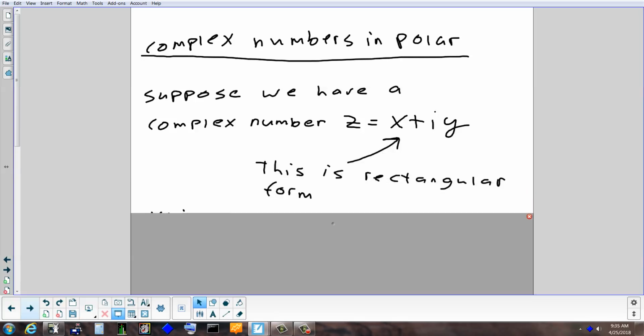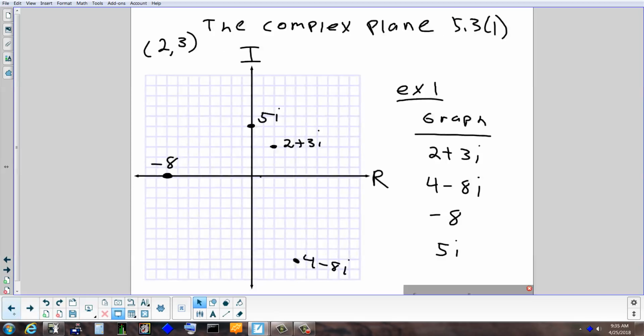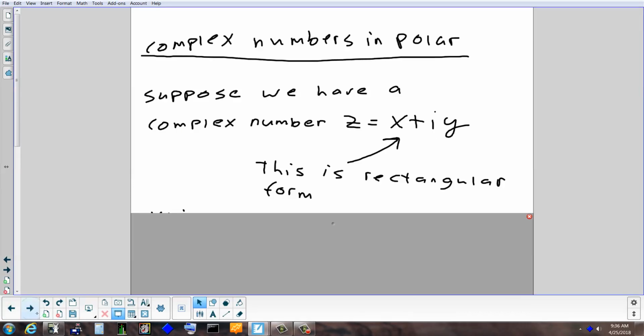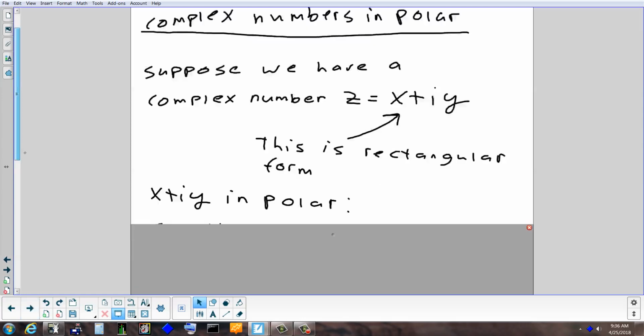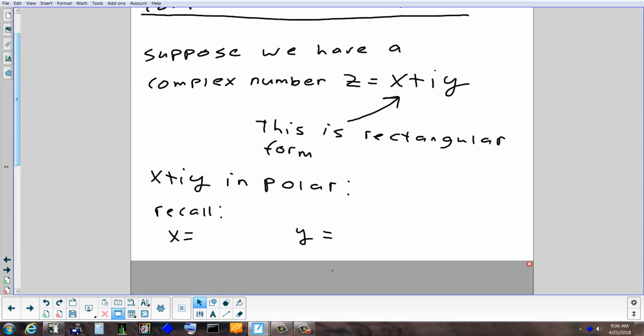That form that we've been learning all along, that we call standard form, you can also call it rectangular form. Why rectangular? Because when you graph it, you're moving on a rectangular grid, or a square grid in this case. Left and right, up and down. So now let's look at how we could write this in polar.